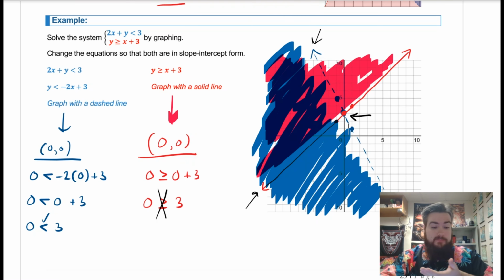That should be all for now. Hopefully that helps you understand how we will work with a system of linear inequalities to find a graphical solution.